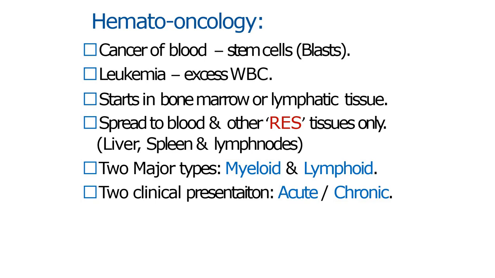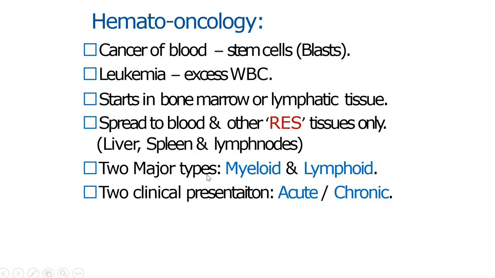Cancer of blood is referred to as leukemias, and typically the cell involved is the stem cell or the blast. If you remember the most primitive cell in my first slide, that is the cell which causes the leukemia. It starts in the bone marrow or lymphatic tissue, and from there it spreads to the blood and other RES, the reticuloendothelial system, which includes the liver, spleen, and lymph nodes.